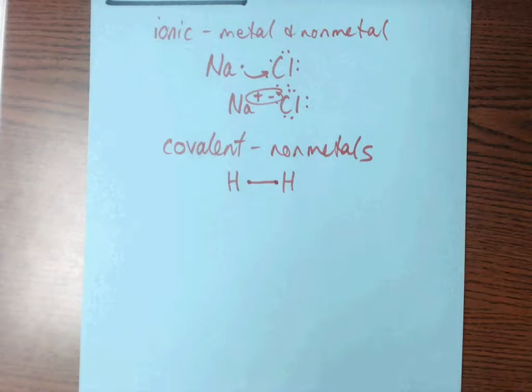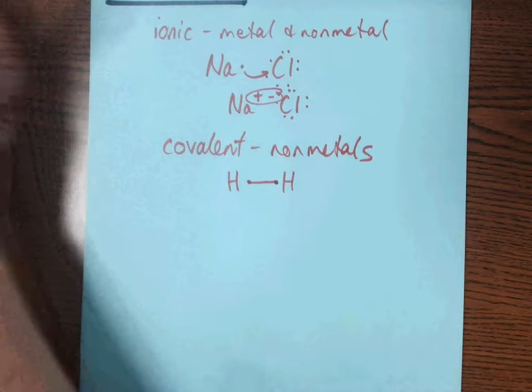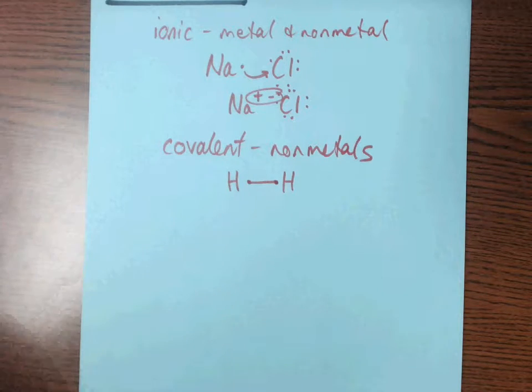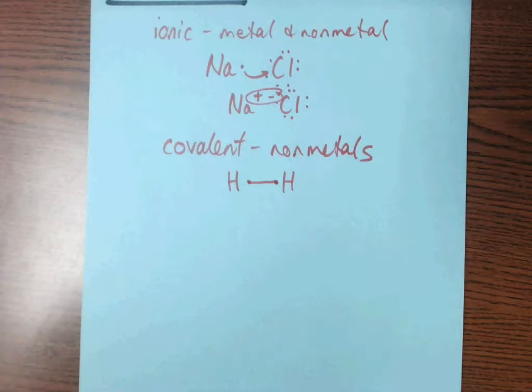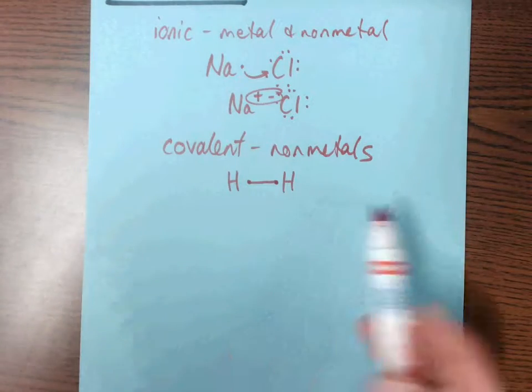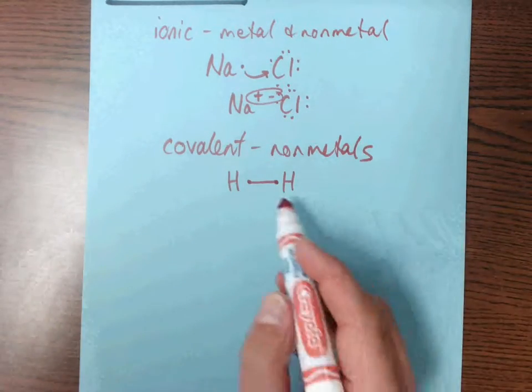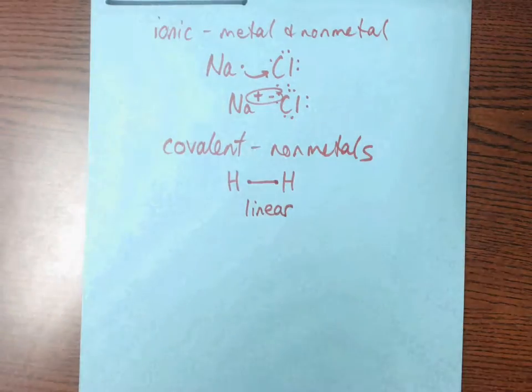So the point of making an ionic bond or a covalent bond is each to try to get to look like a noble gas, to have 8 valence electrons. That's the point of both of these. Now, also with our covalent molecules, we talked about different shapes. This hydrogen would be linear. There's just 2 atoms bonded together.